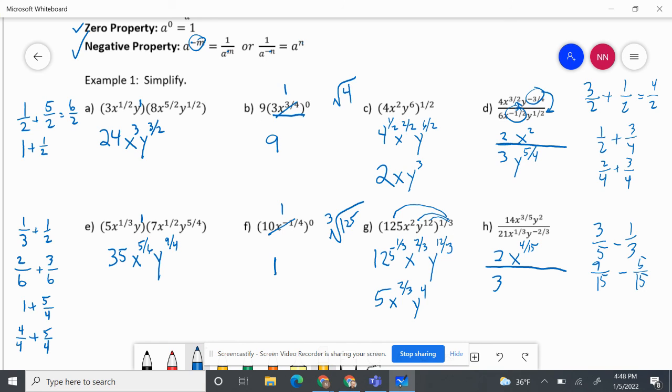The reason that I put the x in the numerator is because there's more x's on top than on the bottom. Here we have a negative exponent. We bring it up, it becomes a positive. So we have 2 plus 2/3. We need a common denominator. So the common denominator would be 3. So that would be 6/3 plus 2/3, which would be 8/3.